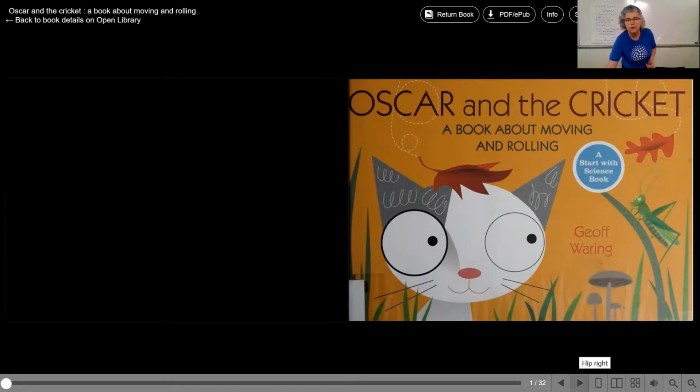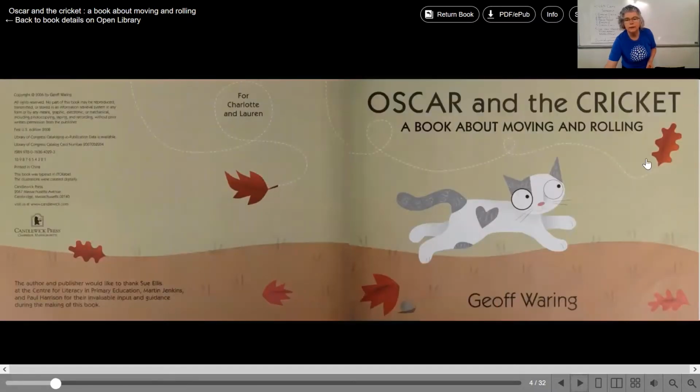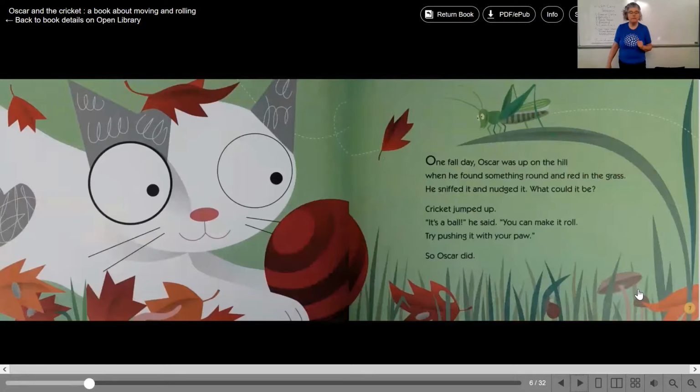This is called Oscar and the Cricket, a book about moving and rolling. I'll let you know that Oscar is the cat. So here he is. One fall day, Oscar was up on the hill when he found something round and red in the grass. What's that round red thing? Did you guess what that is? Yeah, Oscar the cat has found a ball.